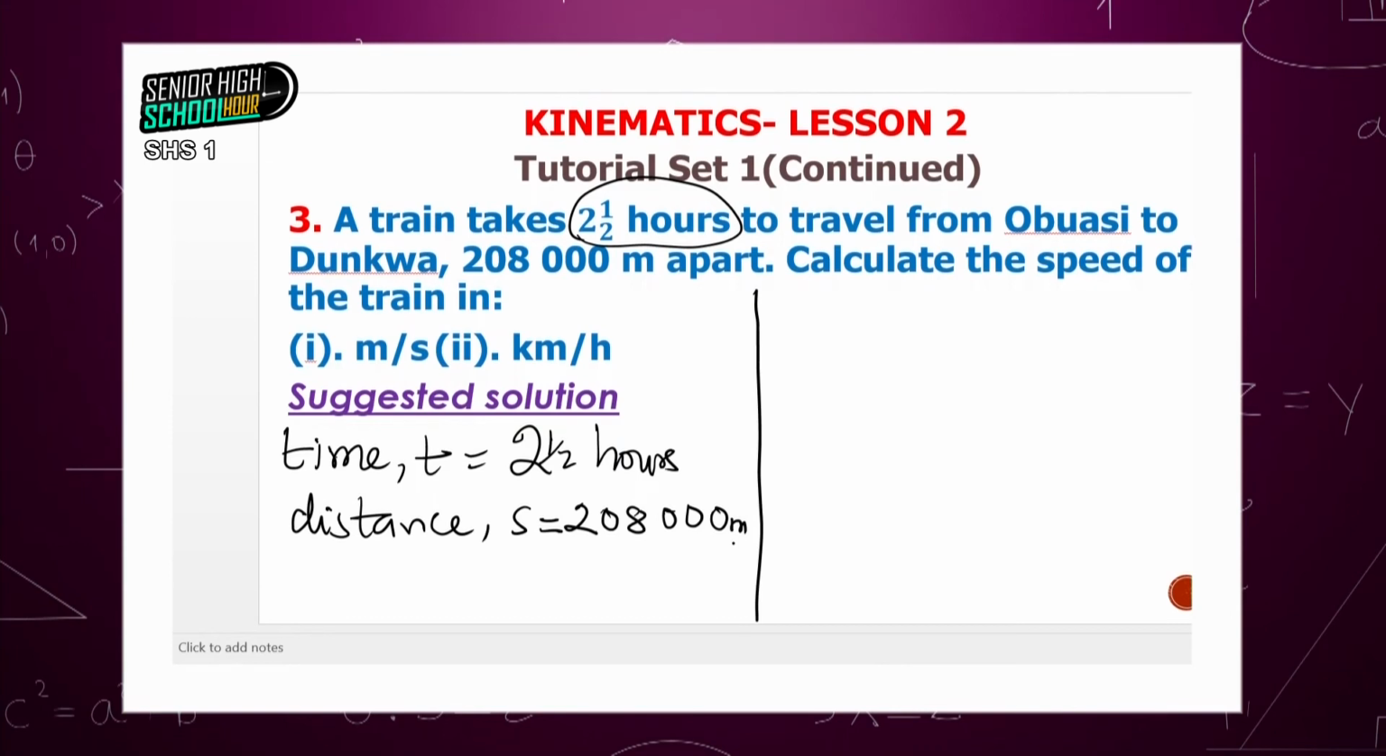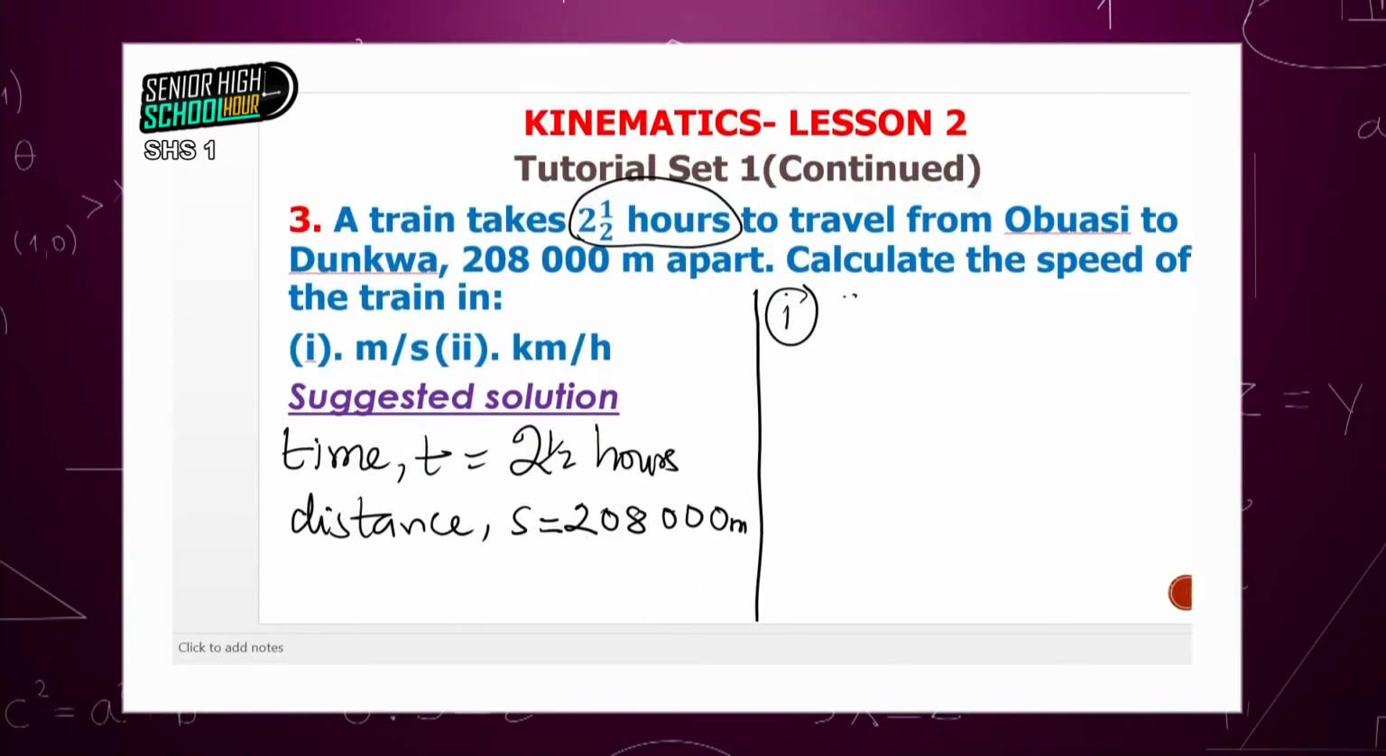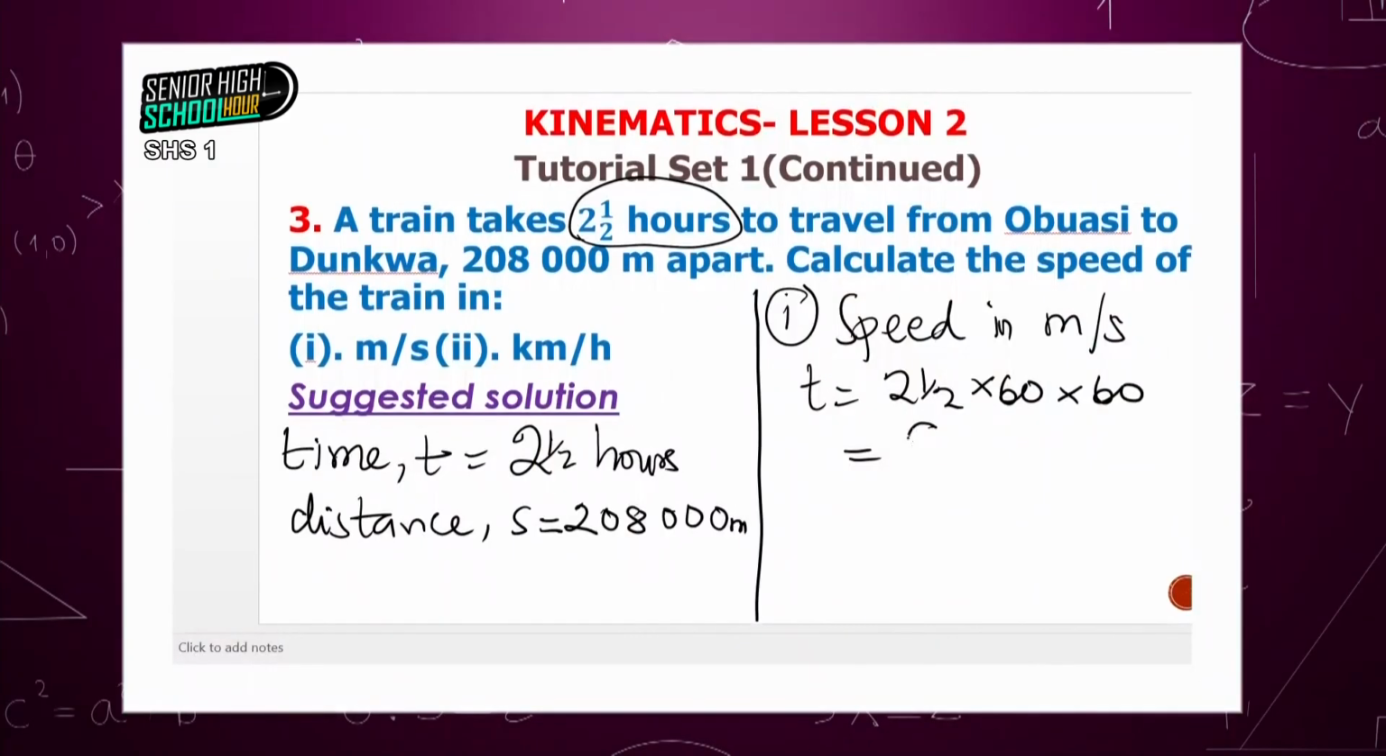And then we are asked to find the speed. So we need the speed in meters per second. But our time is in hours. So we have to change the time to seconds. So in I, we have speed in meters per second. So we change the time. We have time t to be 2.5 hours. When you multiply that by 60, it will take it to minutes. So times 60. But we need it in seconds. So we multiply by another 60. That will give us 2.5 times 60 times 60, which is 9,000 seconds. So our time is now in seconds, 9,000 seconds.